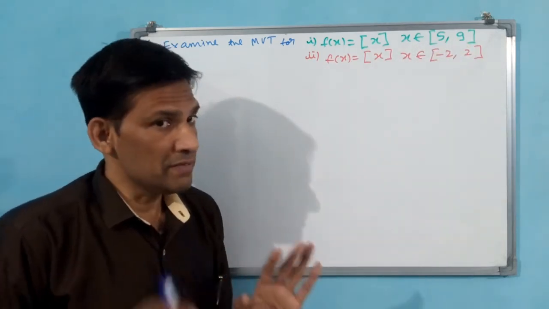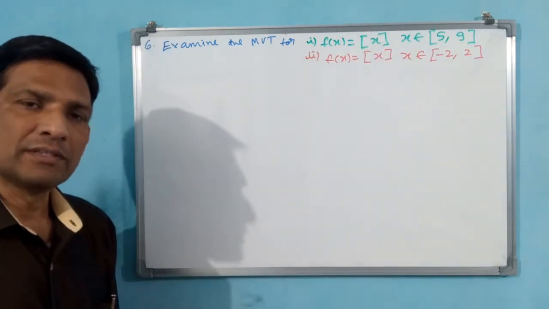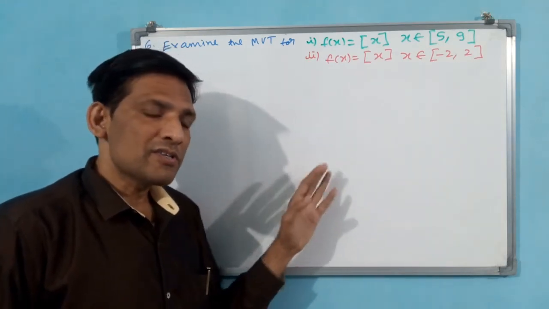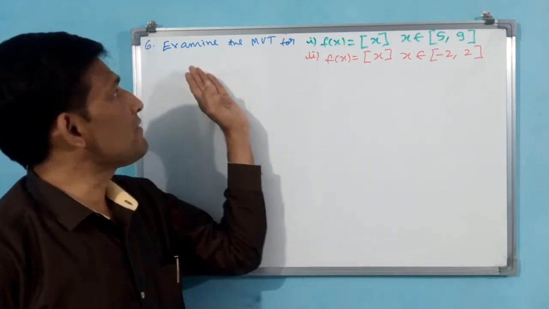Both are different. But whatever the interval may be, the greatest integer function is not continuous. If it is not continuous, it is not differentiable. Not continuous, not differentiable means you cannot go further. Both are not satisfying the mean value theorem also.